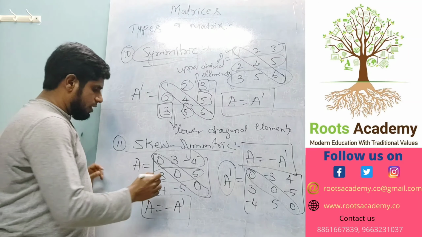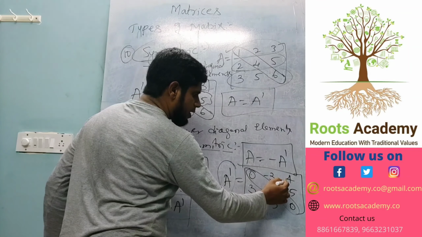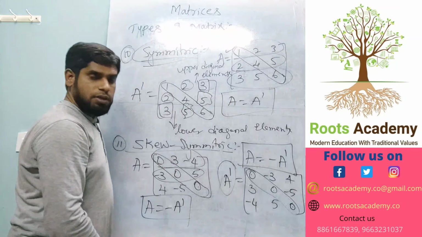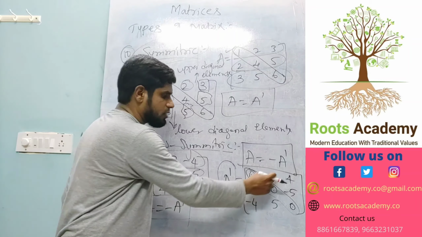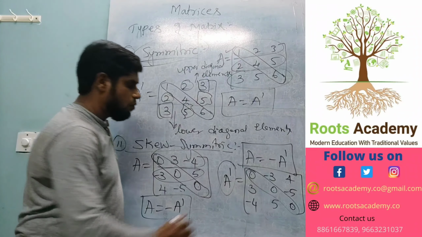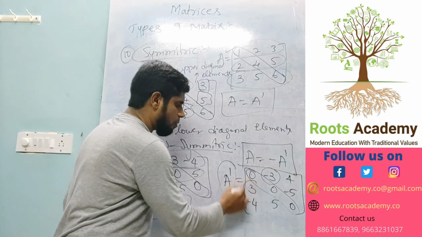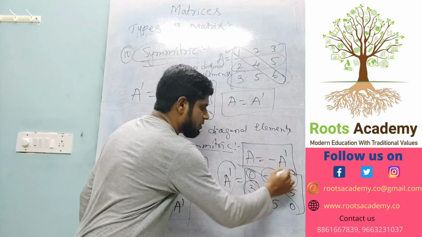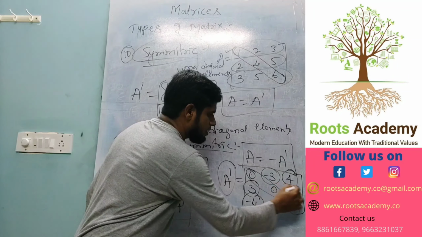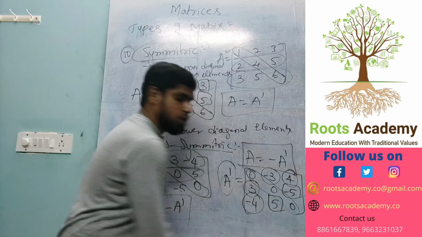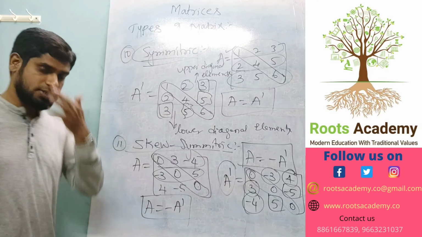And one more thing here: the upper diagonal elements and the lower diagonal elements must differ in sign. The numbers are the same, but the signs are different. If the first element in the upper diagonal is negative, this has a positive sign. If this has a positive sign, the second element here should have a negative sign. And if this is negative, then this should have a positive sign. These are the two things we should check in a skew symmetric matrix.